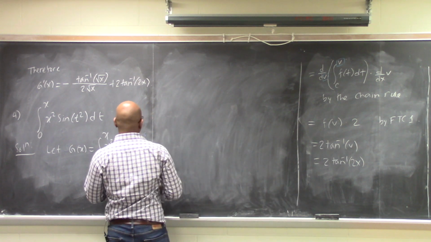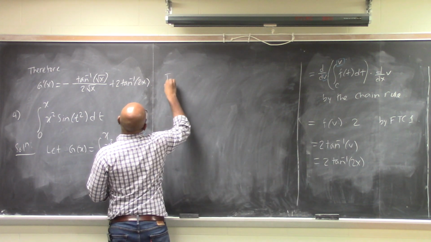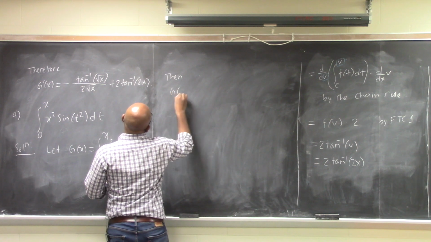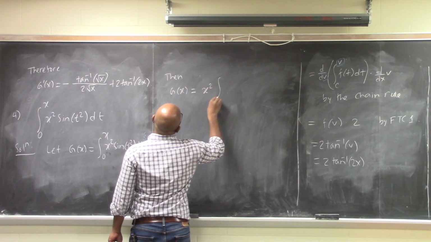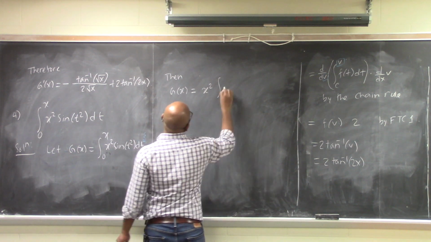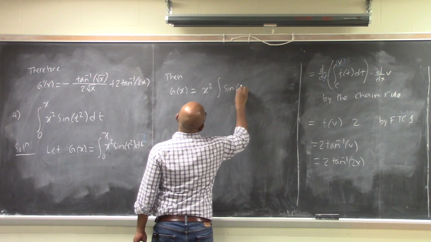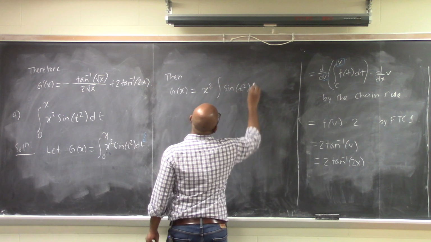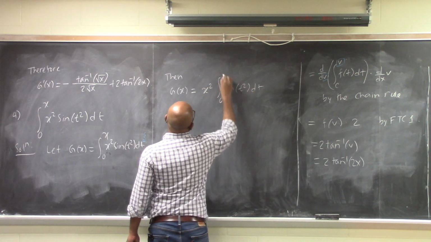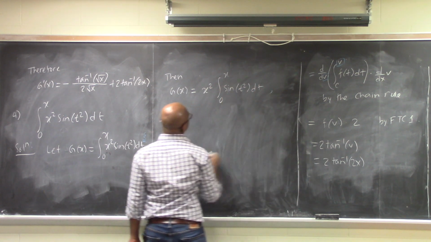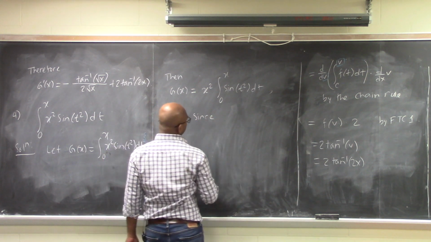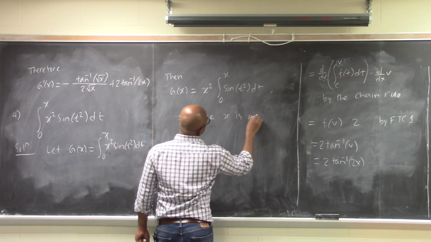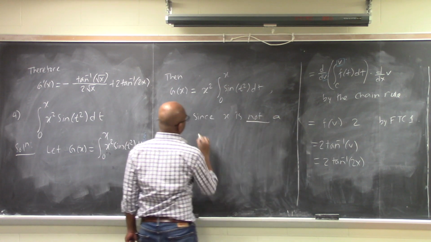So this is then g of x equals x squared times the integral of sine of t squared from 0 to x. Okay, and why is this happening? Since x is not a function of t.